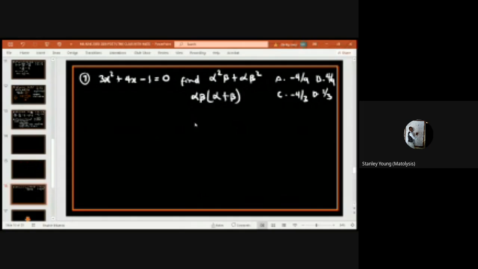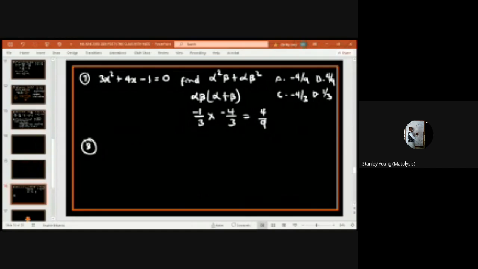And alpha beta is C over A. Our C there is -1. A is 3. And alpha plus beta is minus B over A. So that's going to be -4/3. Negative multiplies negative, that's positive. So you have 4/9. The answer to that is 4/9.